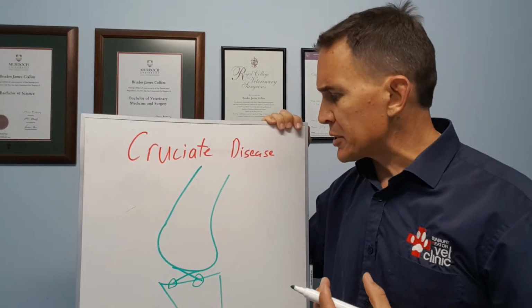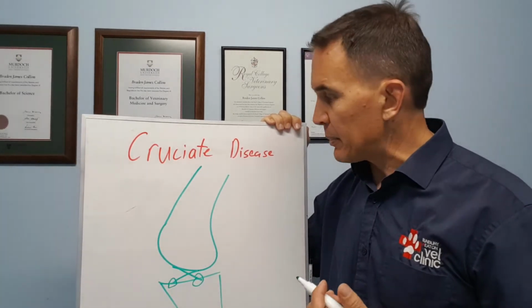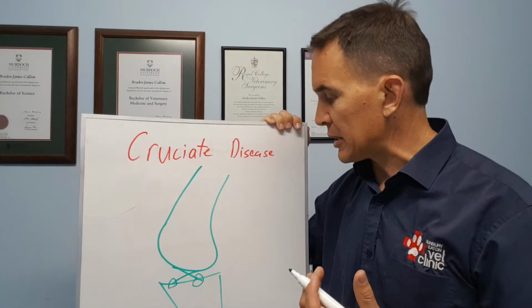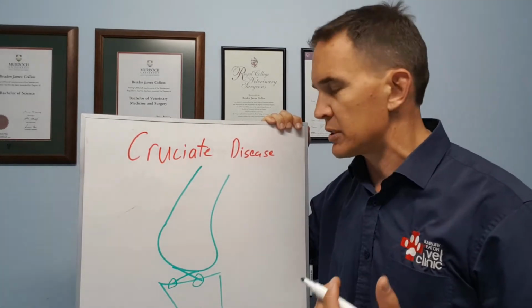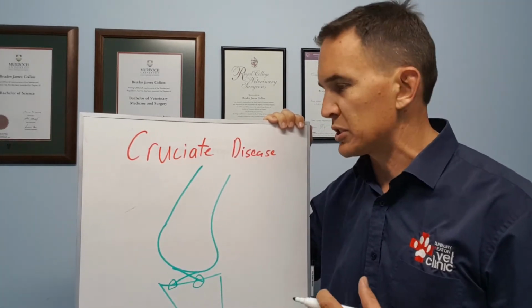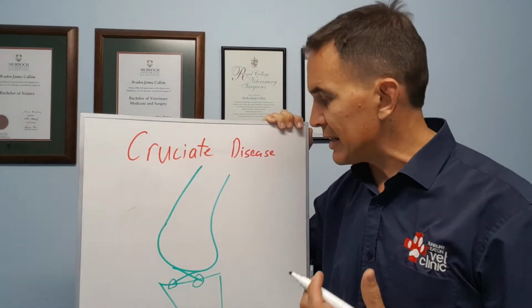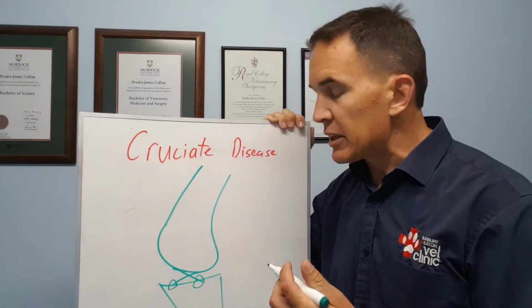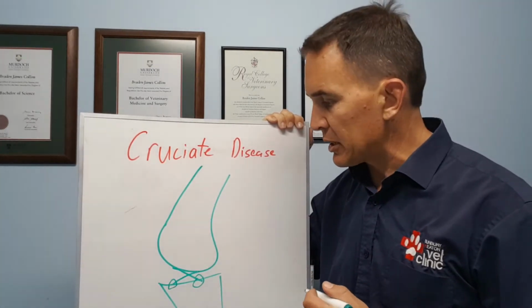Now, cruciate ligament ruptures in dogs are quite different to in people. In people, it very much tends to be a traumatic injury, so it's running around on the footy field, having an awkward slip or twist, skiing, those sort of injuries. That's the classic sort of cruciate ligament injury.